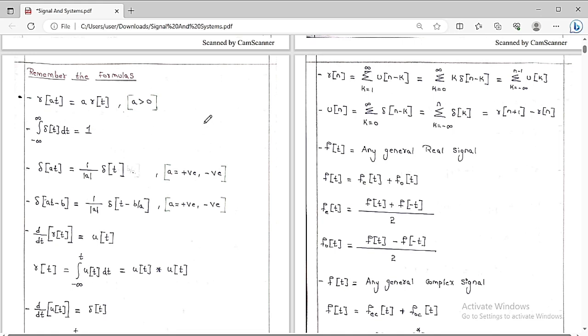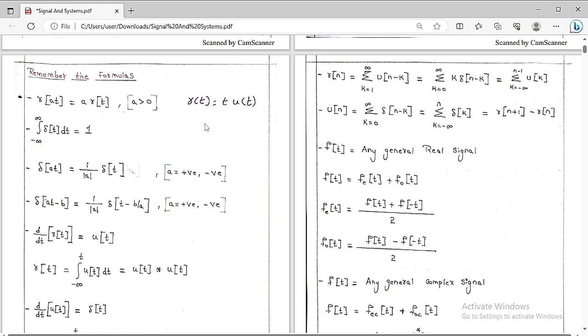What is the meaning of R of t? R of t is equal to t into U of t. So R of t is nothing but the ramp signal. This point you always have to keep in mind. R of at is equal to a into R of t.